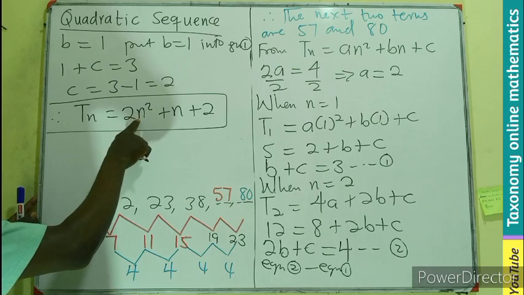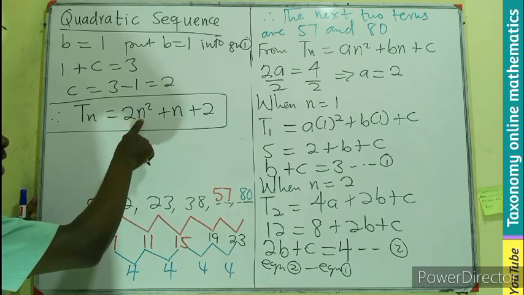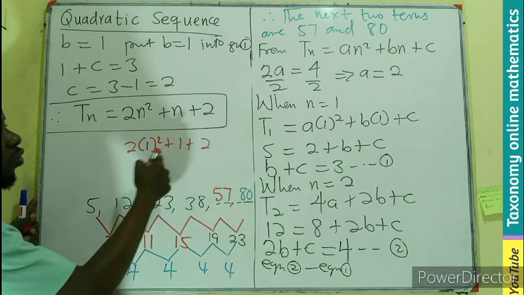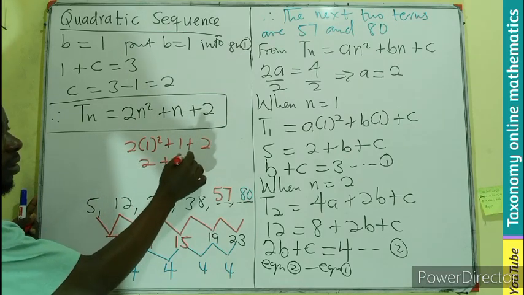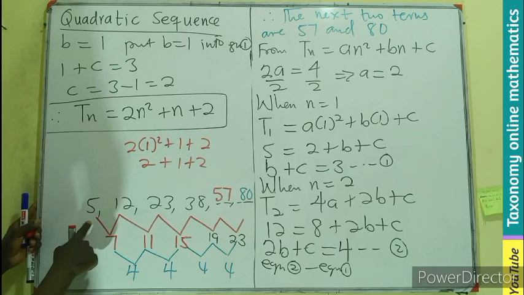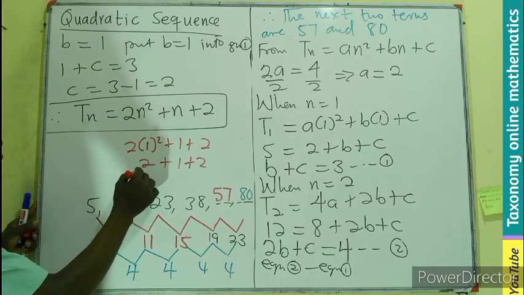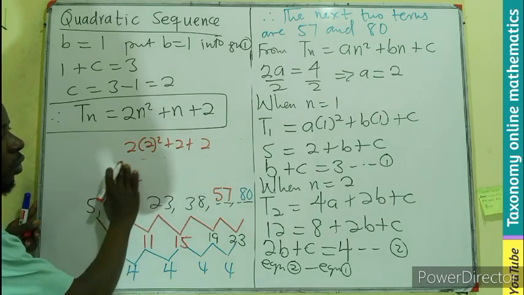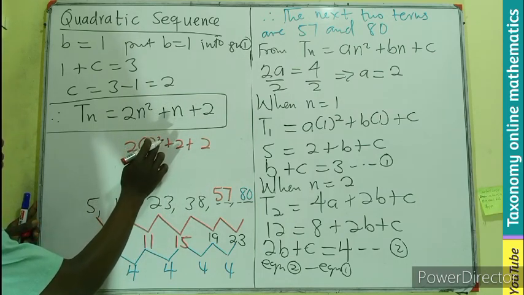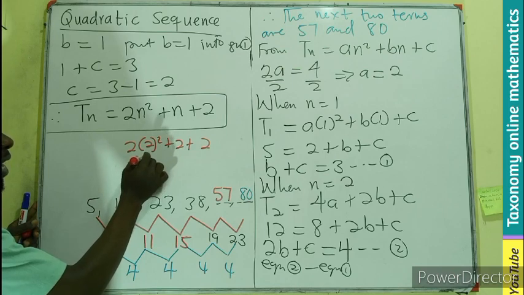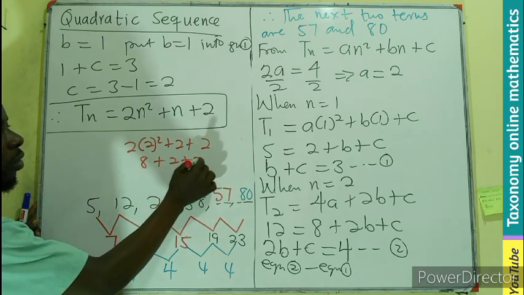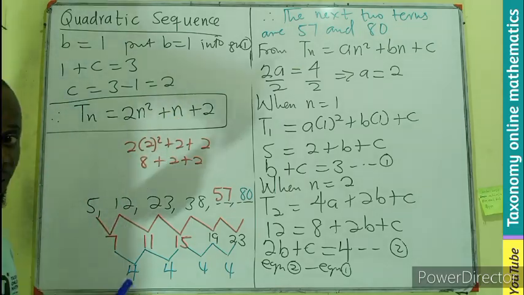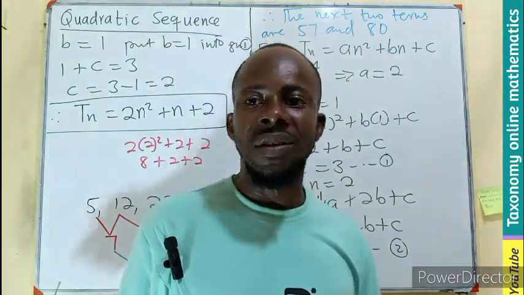If I put in 1, that's the first term. 1 here will be 2 times 1 squared plus 1 plus 2. This will be 2 plus 1 plus 2, 5. If I put in 2, it will be 2 times 2 squared, so this becomes 2 times 4, which is 8, plus 2 plus 2. You give rise to this. So this is the general form that gives rise to the sequence that we have.